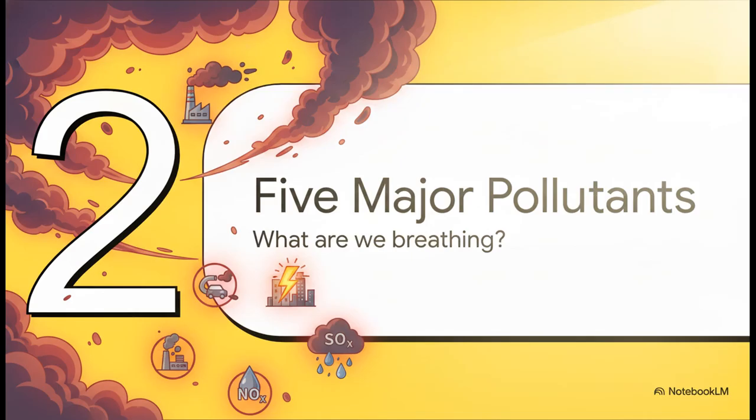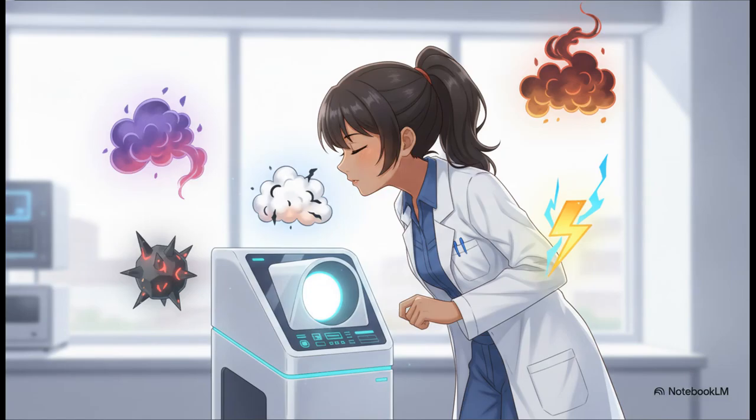Moving right along to Section 2, the 5 major pollutants. So if we visualize the atmosphere with these incredible 3D animations, you'll see exactly what our advanced monitoring stations are constantly sniffing the air for. The EPA regulates these 5 major culprits under the Clean Air Act. We've got ground-level ozone, particle pollution, carbon monoxide, sulfur dioxide, and nitrogen dioxide. These are the usual invisible antagonists behind almost every single air quality warning you get.